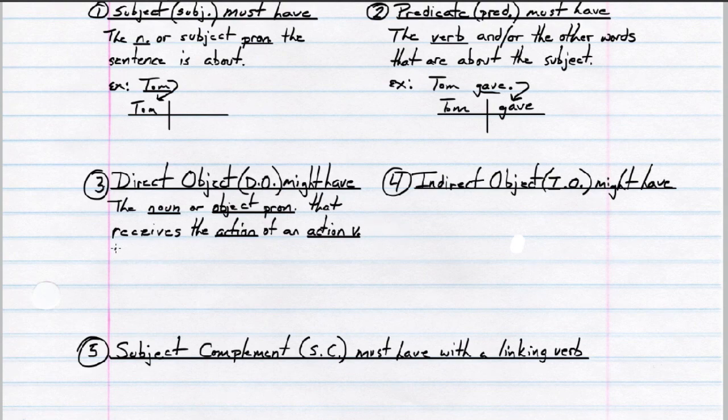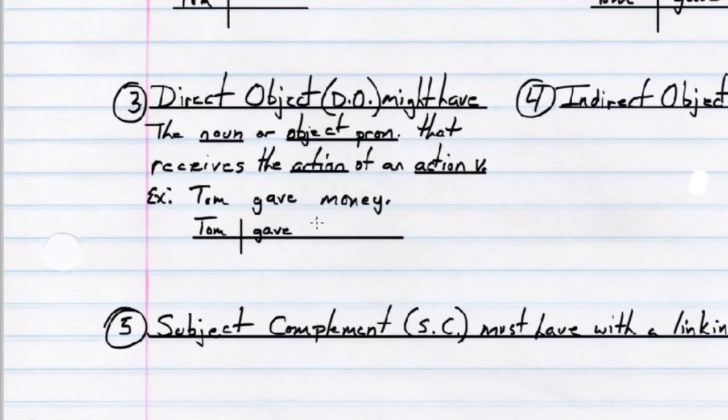Let me give you an example here. I'll use the same subject and predicate: Tom gave, and now I'll add the word money. Period. If I were to draw this out, I have the same subject, Tom, and predicate, gave, in the same place. Now I add one more line. This vertical line signifies that we have a direct object over here, and that's where money goes.